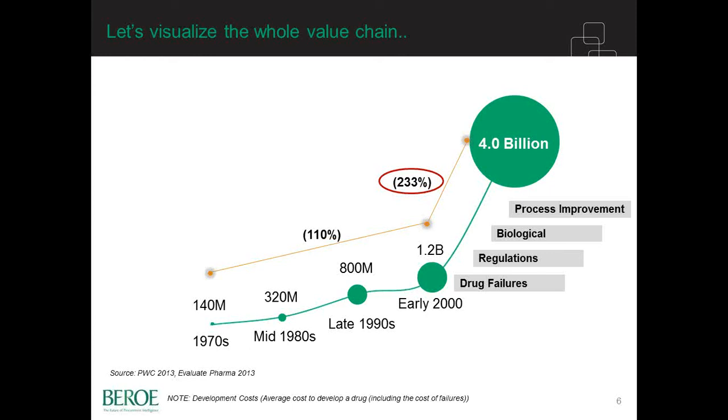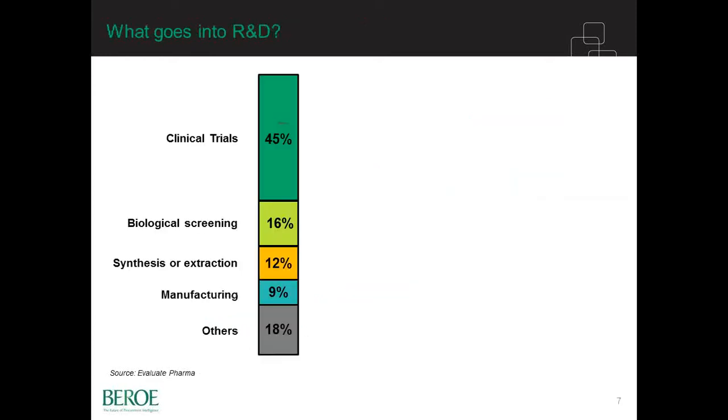And last but not least, the drug failures across various phases of the clinical trials, due to which the pharma industry, the drug industry, again started pumping a lot of money into R&D, research and development. So what goes into research and development: $130 billion is spent annually, and as you can make out, almost 45% of the spend is going only to clinical trials.